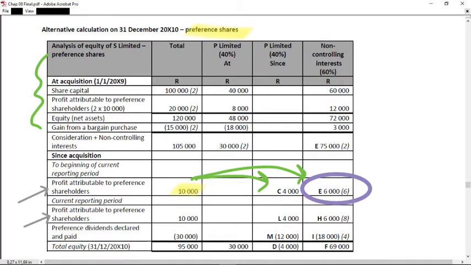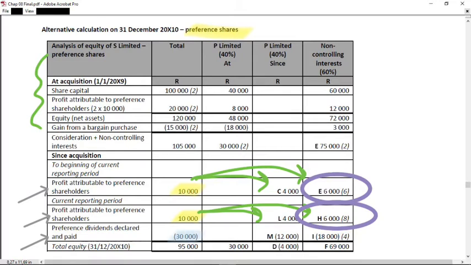It is the X10 preference dividend that they are entitled to. That gets attributed to your parent and NCI as preference shareholders, and again you have a journal entry for the portion attributed to them. Then the preference dividend declared, and this is really important. You have to realize that the dividend you put in here is the actual dividend declared, because that's the actual movement in the equity of the subsidiary, and this is the 30,000 Rand.